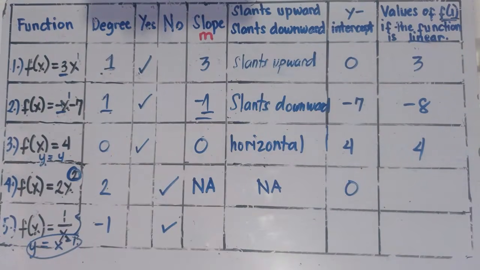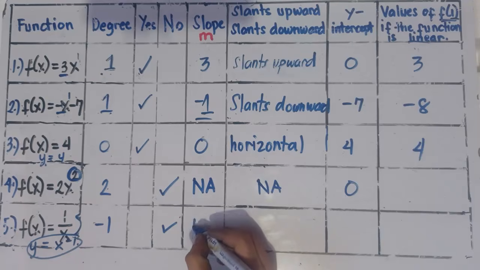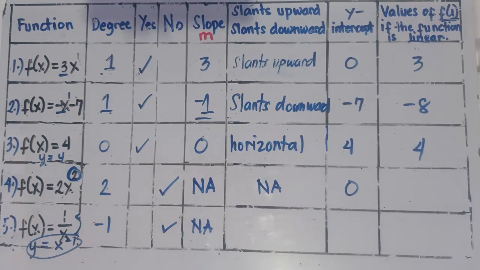Alright, and then for the slope, class, with regards to this given function, the slope is not applicable because the slope changes at every point. The slope is not constant. If you have a given example like this, class, where x is on the denominator, it will be a rational function. And the slope is not constant, it changes at every point. So it will be not applicable for the slope. And for the graph, that will also be not applicable because this will be a hyperbola, class.